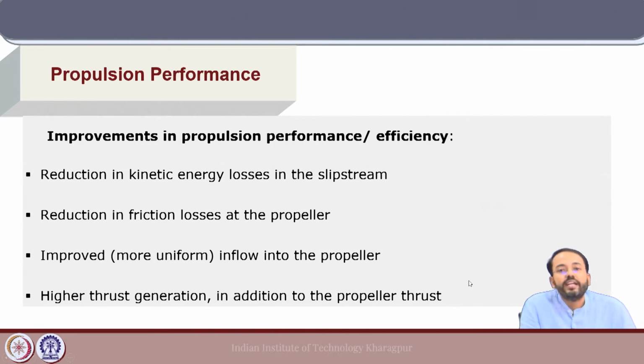Also, improvement can be done by increasing the total thrust generation. That means by having a device in addition to the propeller which also generates thrust. For example, multiple propeller configurations where we have more than one propeller generating the thrust, and also ducted propellers, where we have seen that the duct in addition to the propeller generates thrust and it leads to higher efficiency for specific propeller loading conditions.